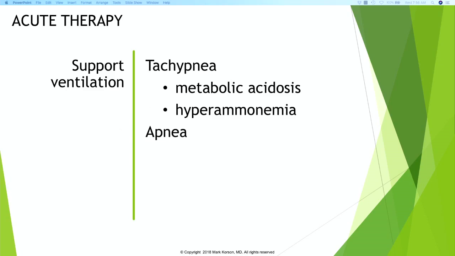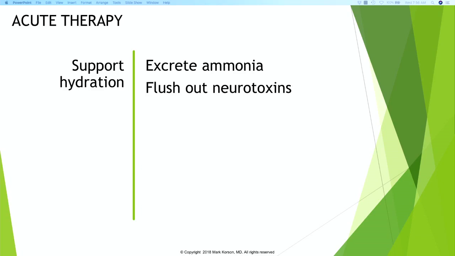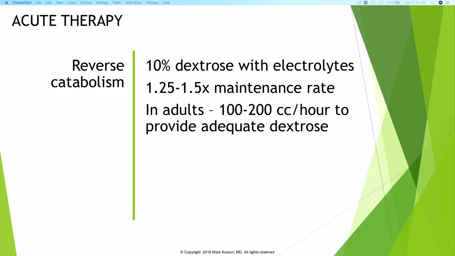And in treating these patients, whether or not you have a protocol, just remember you have to support ventilation. Watch out because as it progresses, they'll become apneic. The only way to get rid of ammonia is to pee it out. There are other neurotoxins associated, like glutamine, so they have to be well hydrated. You want to give them lots of sugar. You want to reduce catabolism, and the quickest way of doing that is flooding with sugar.